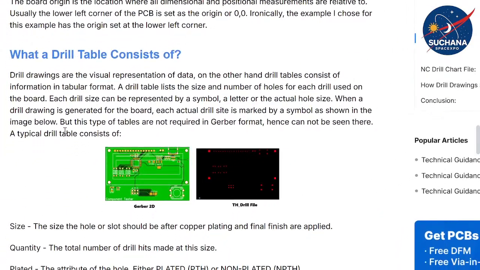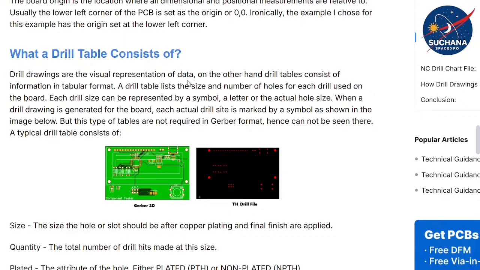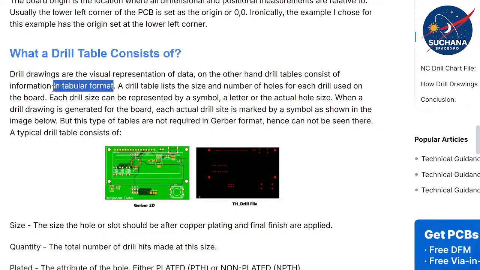So what does a drill table consist of? Drill drawings are the visual representations of data. On the other hand, drill tables consist of information in tabular format. The entire drill file consists of information represented in tabular format. A drill table lists the size and number of holes for each drill used on the board. Each drill size can be represented by a symbol, a letter, or the actual hole size. When a drill drawing is generated for the board, the actual drill site is marked by a symbol as shown in the image below. But this type of table is not required in Gerber format, hence it cannot be seen there.